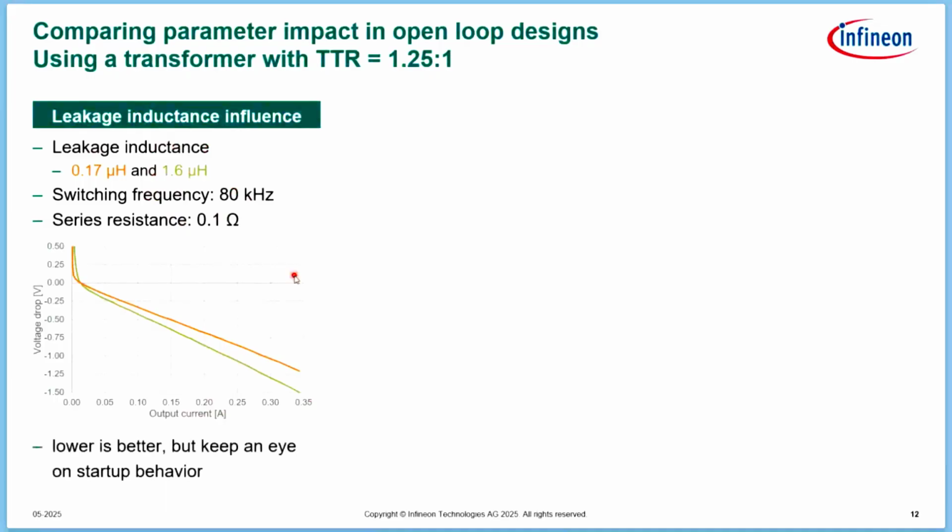But still, as mentioned, lower is better, but we want to make sure that the startup behavior is better. And you see here already, if I have a very low load current, the one with a low leakage inductance is rising very fast. So you get an overvoltage at startup, while the gate driver, for example, is not yet in PWM operation. So it's only the idle current of the gate driver which is required. And this could create an overvoltage. The customer would need to consider if this is acceptable in the application or not. If it's not acceptable, then the one with the higher leakage inductance is always better.